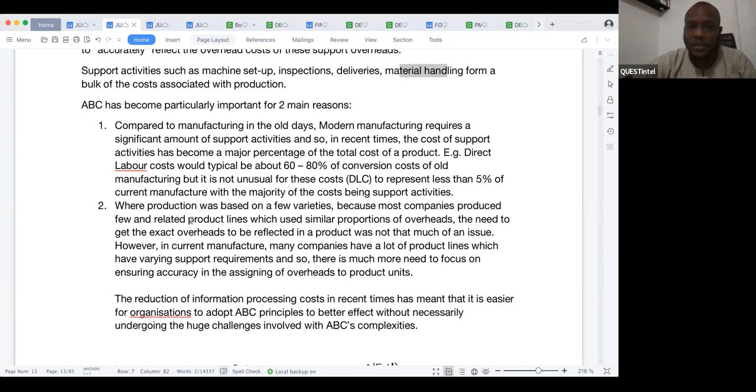And then the second one is that where production was based on a few varieties, companies produced a relatively few product lines which used similar proportions of overheads. The need to get the exact overheads reflected in the product was not much of an issue. However, in current manufacture, many companies have a lot of product lines which have varying support requirements, and so there's more need to focus on ensuring accuracy in assigning overheads to product units.